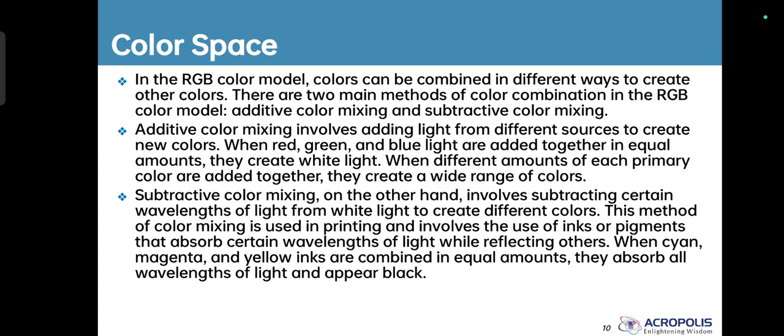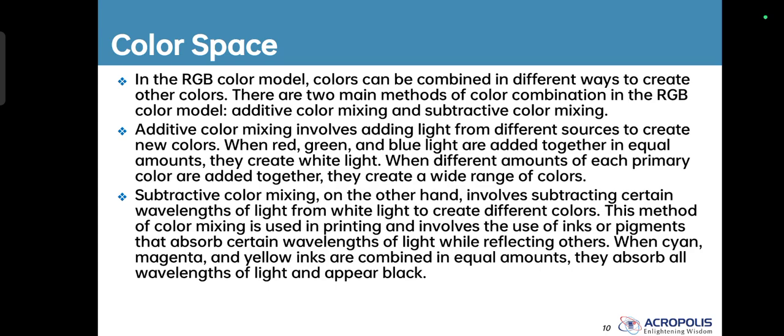In the RGB color model, colors can be combined in different ways to create other colors. There are two main methods of combining colors: additive color mixing and subtractive color mixing. Additive color mixing involves adding light from different sources to create a new color. When red, green and blue light are added together in equal amounts, they create white light, and with different amounts of each primary color added together, they create a wide range of colors.